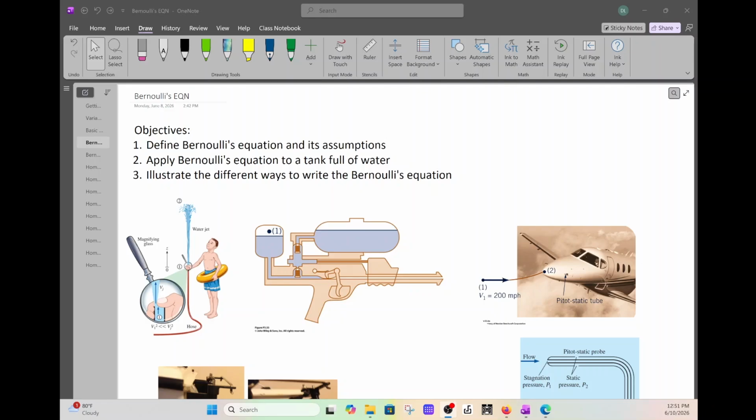All right. Today we're going to talk about Bernoulli's equation. We'll talk about its assumptions. We'll apply it to a tank of water and then kind of show you how you can also write it a different way. All right. So when you hear Bernoulli's, we're going to start with that.